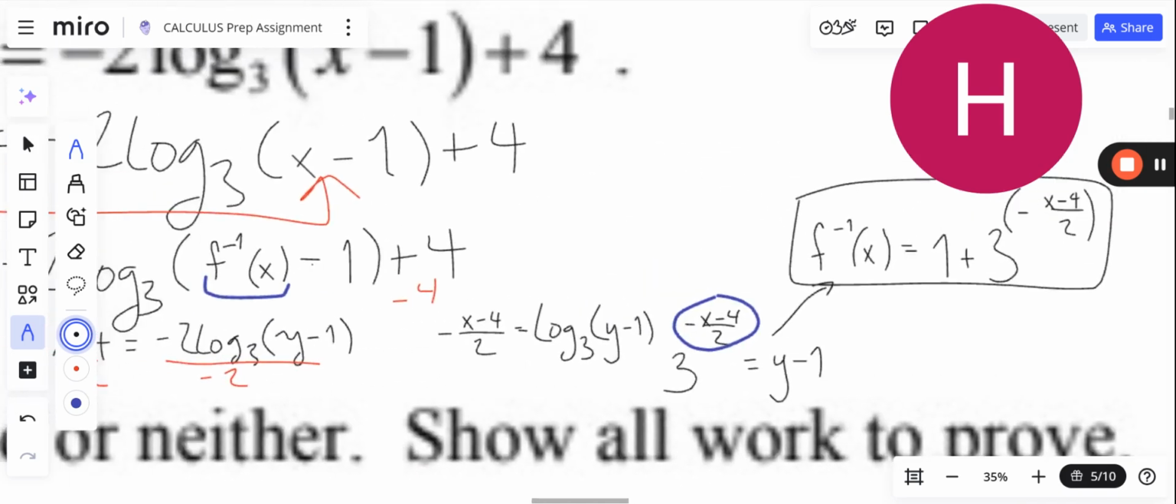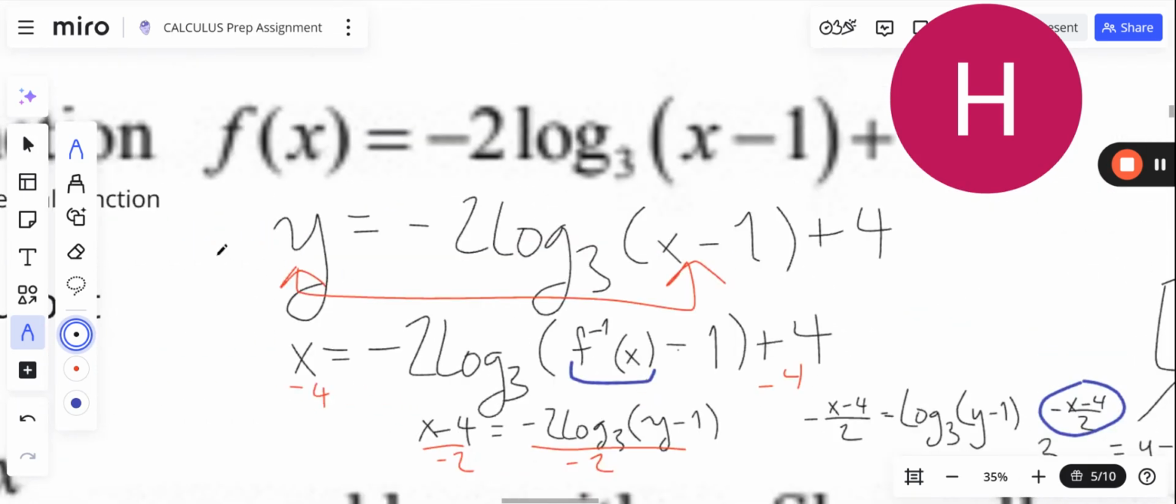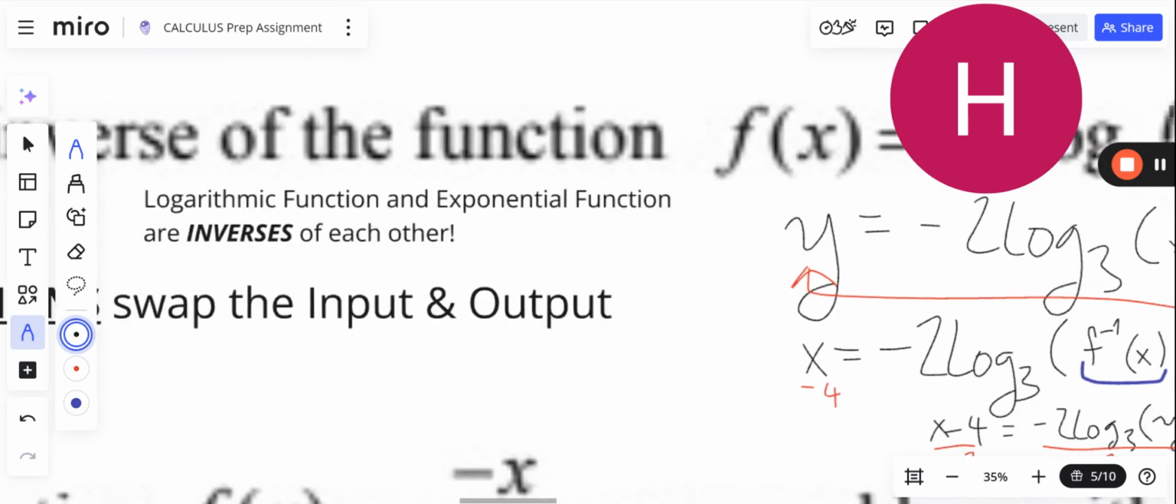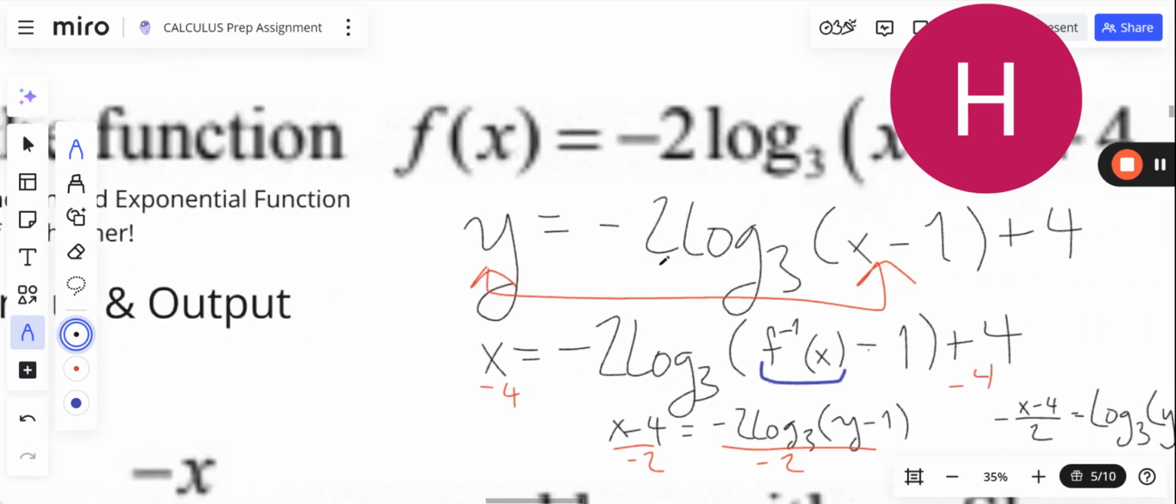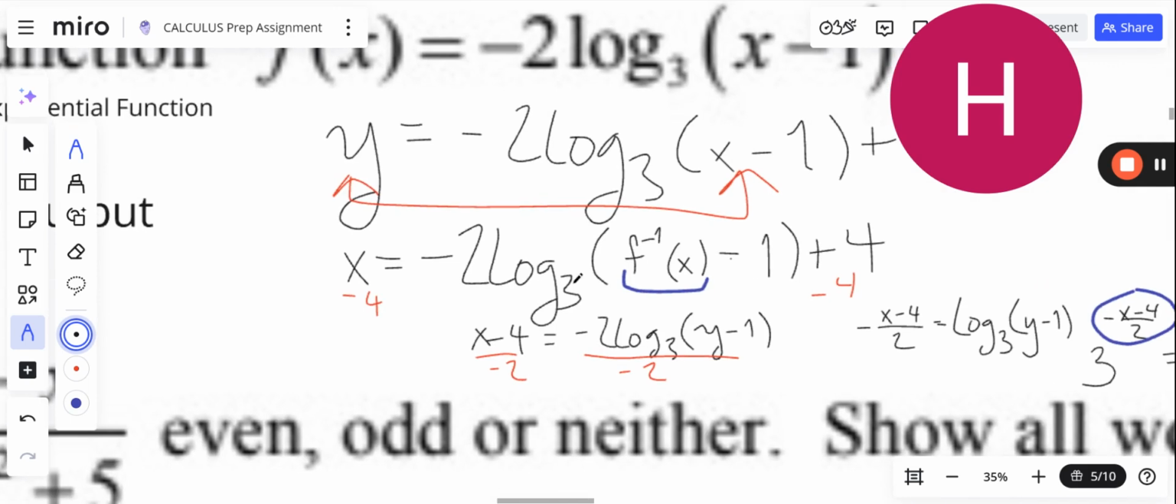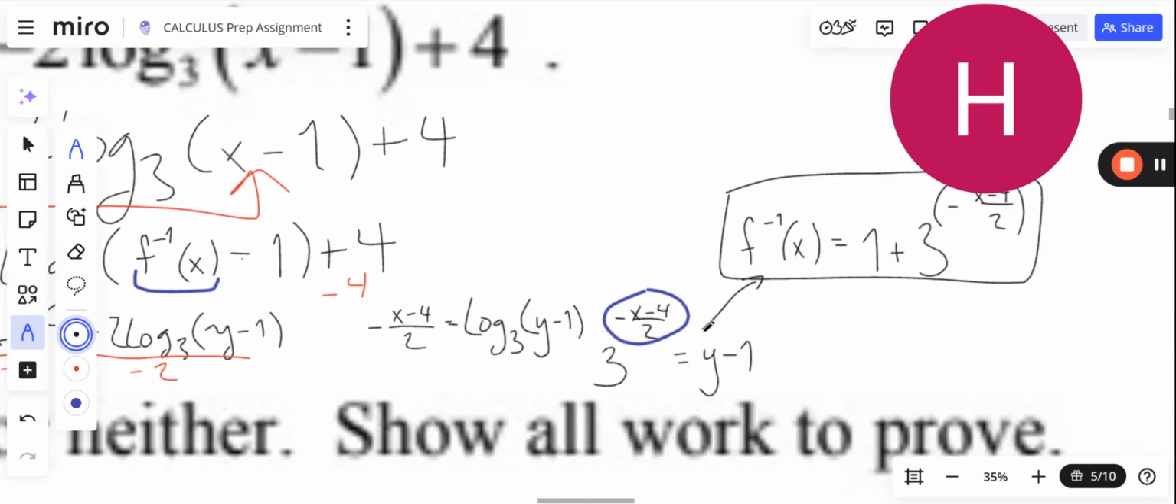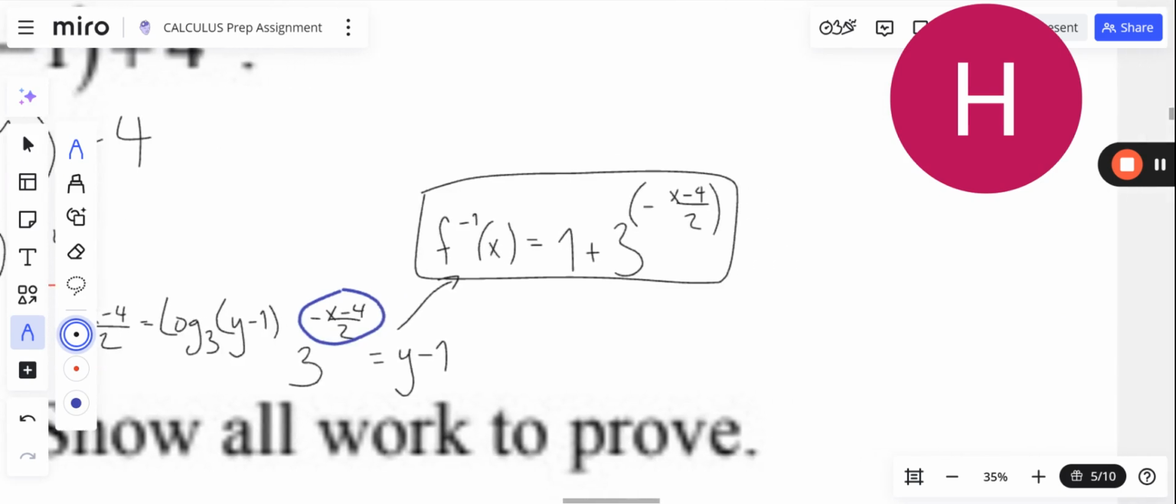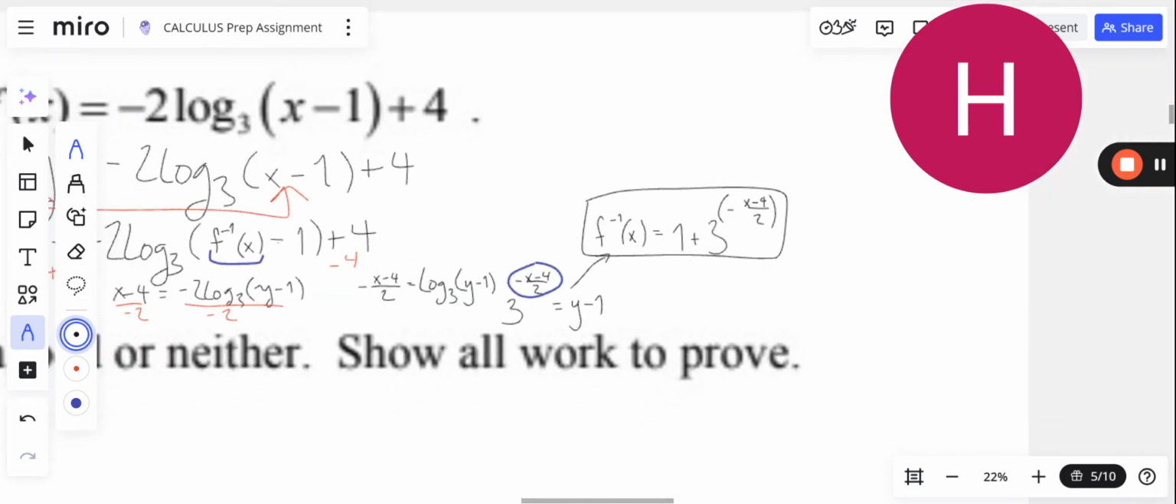What inspires us to do this in the first place is the concept of inverse, which has us swap the input and the output, the x and the y switch, and then we need to do some algebra to solve for the y all over again. That's really all we're doing. Okay, let's move on to the next.